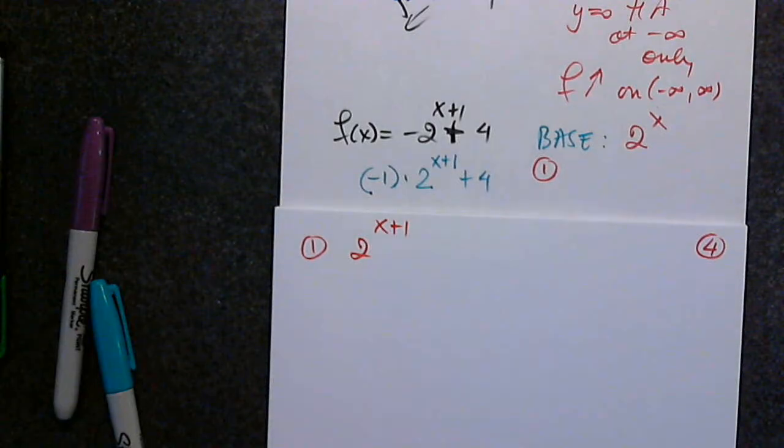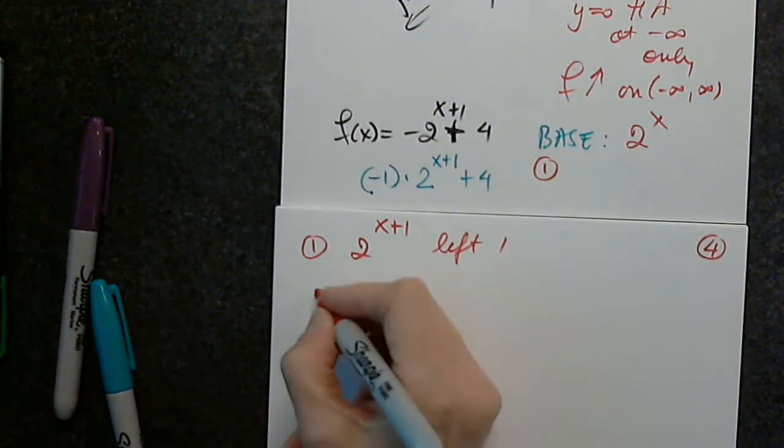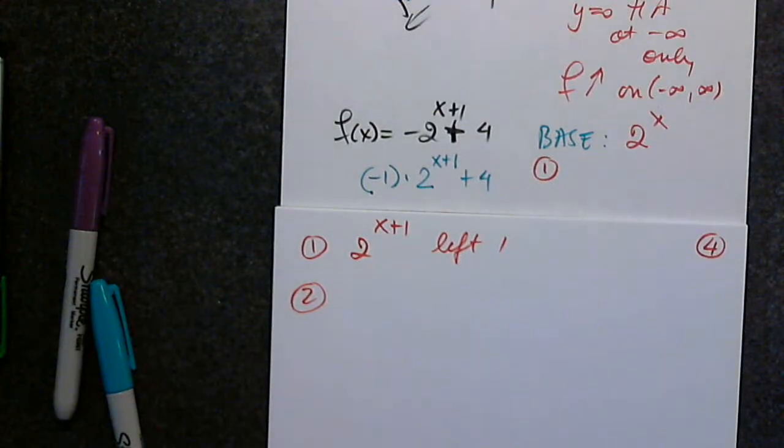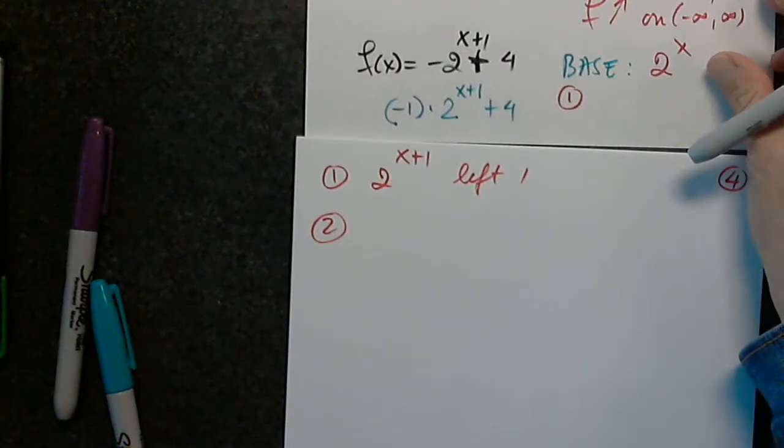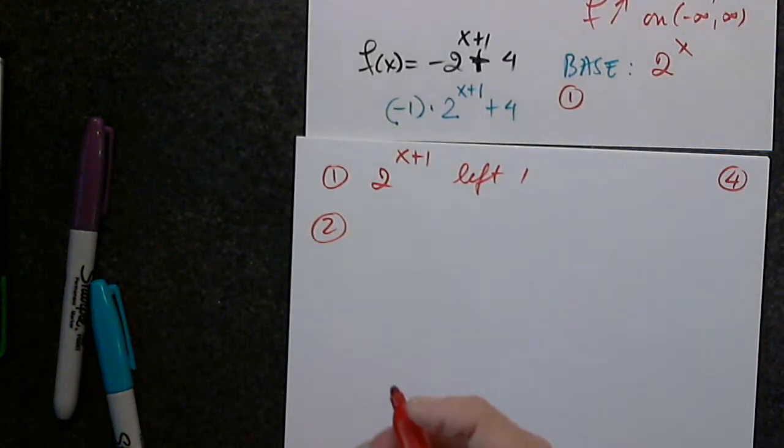What does 2 raised to x plus 1 do to 2 to the x? When we change x into x plus 1, it's the same for all functions. Yes, left one. Very good. Number 2 is a transformation on number 1 in order of operations. What will be the next one? Not yet. In order of operations, I cannot jump here.